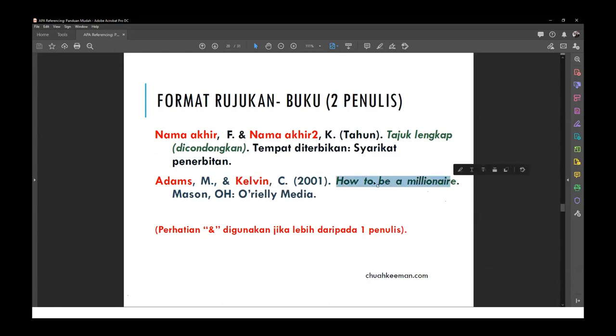Notice the title as well. Only the first letter of the first word is capitalized. Mason, Ohio: notice that for the states in the US, they don't spell out Ohio, they just put OH. So only for the states in the US, you have to put the abbreviated version. You can get the list in the link that I'm going to give you later, a whole list of states. You know why? Because APA, after all, is American-based anyway, so they prioritize American publishers and also writers. Okay.